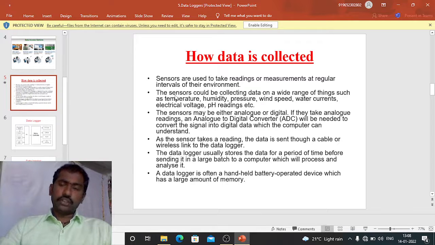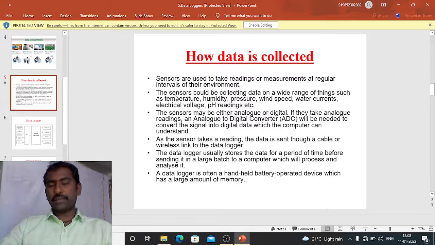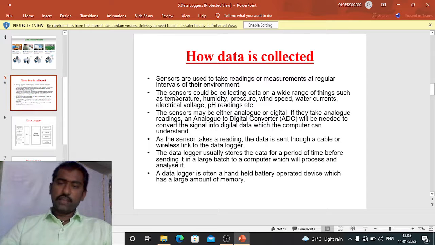The theory is also here. Sensors are used to take readings or measurements of the environment at regular intervals. The sensors could be collecting data on a wide range of things such as temperature, humidity, pressure, wind speed, water currents, electrical voltage, pH readings, etc. The sensors may be either analog or digital. If they take analog readings, we can convert that analog reading into digital reading. So the analog to digital converter is needed to convert the signal into digital data, which the computer can understand. As the sensor takes the reading, the data is sent through a cable or wireless link to the data logger.